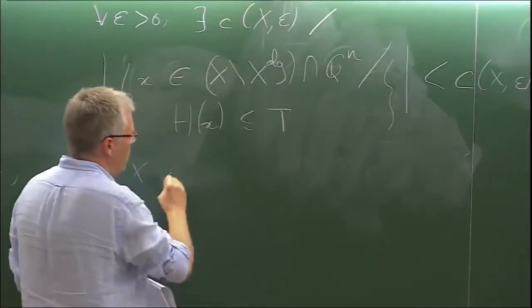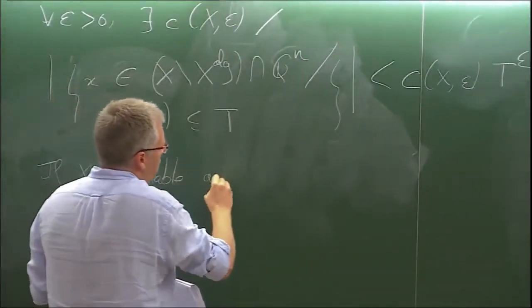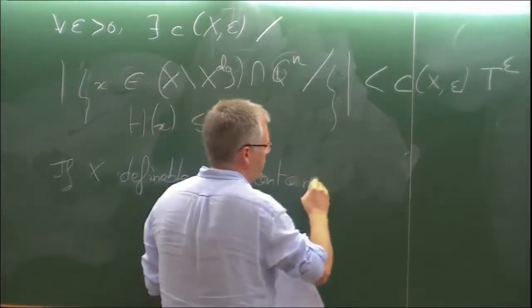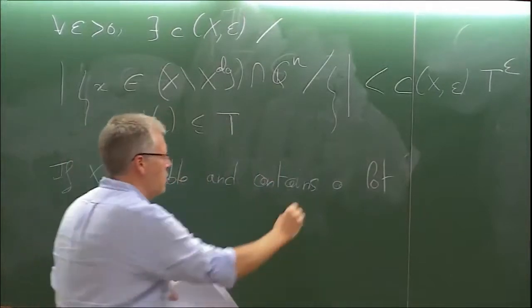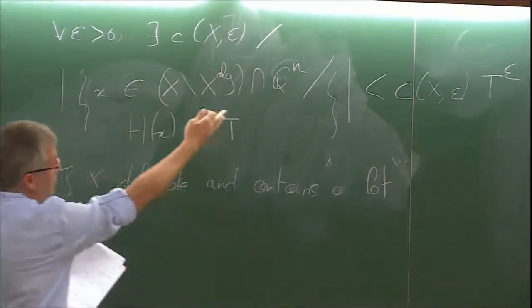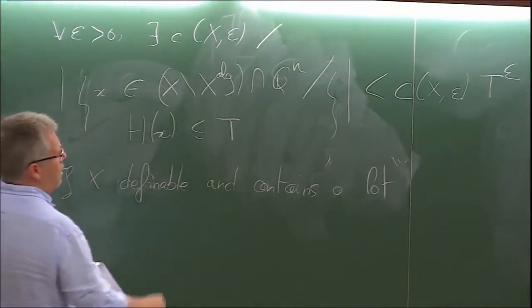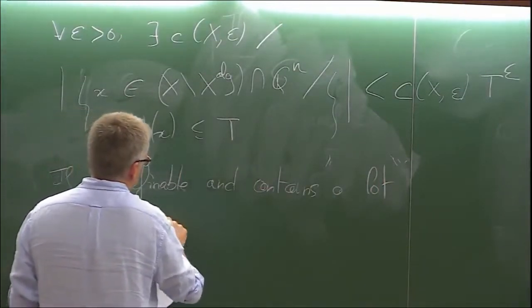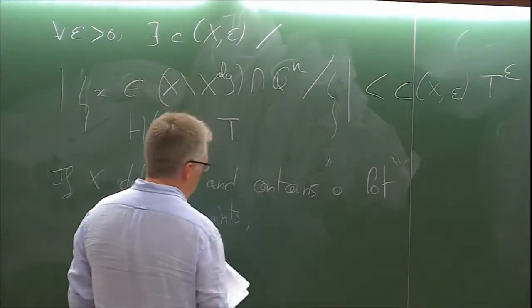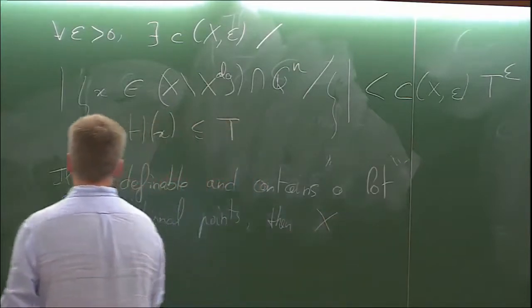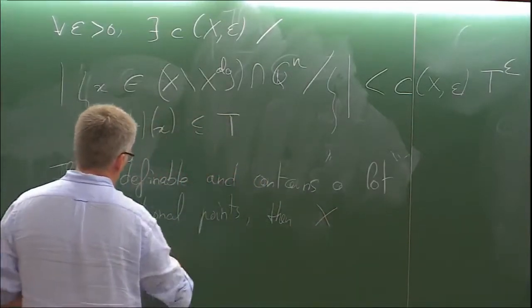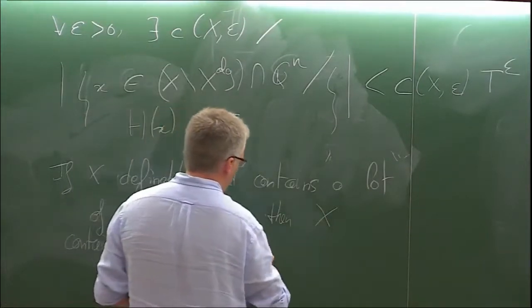So this is a very precise quantitative statement, and the moral is the following qualitative statement: if X is definable and contains a lot of rational points, then in fact X contains a positive dimensional semi-algebraic set.